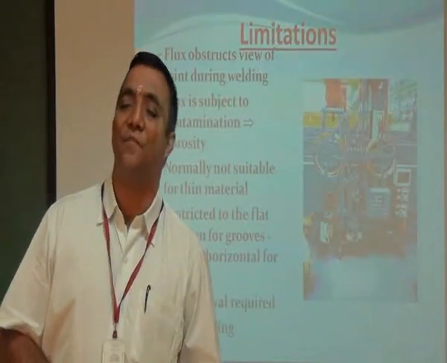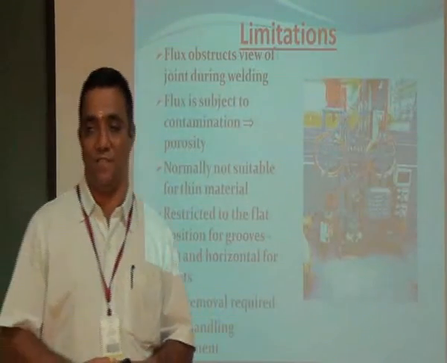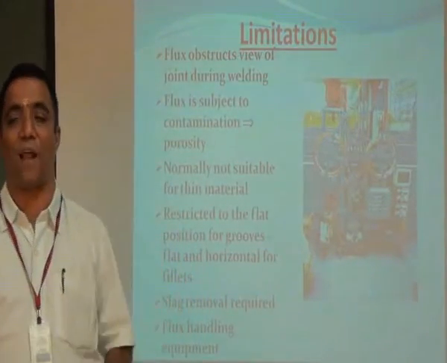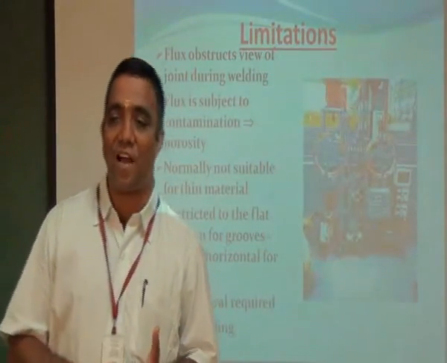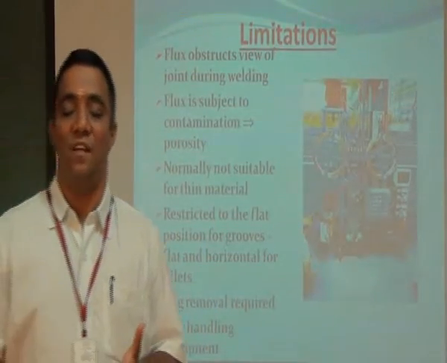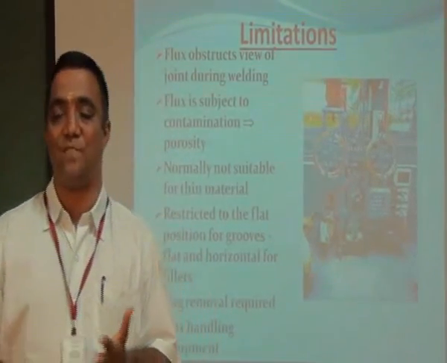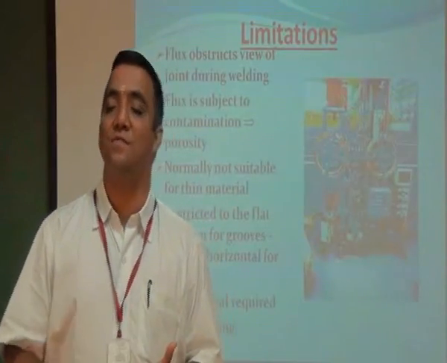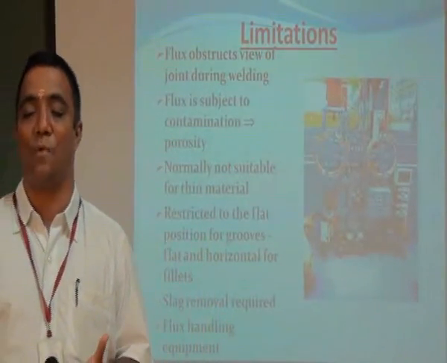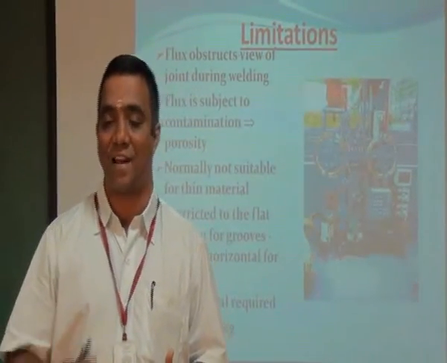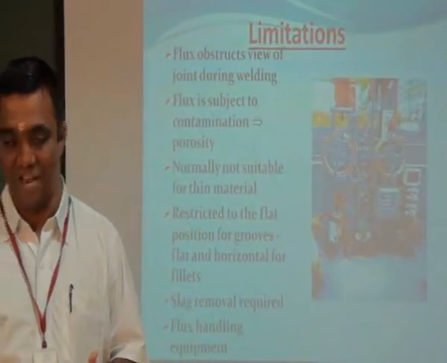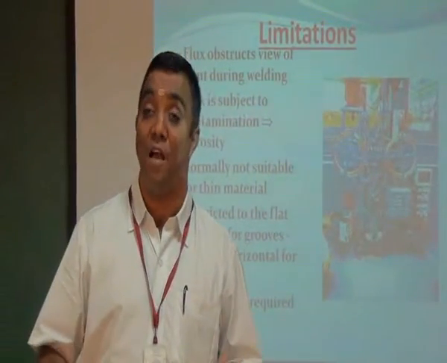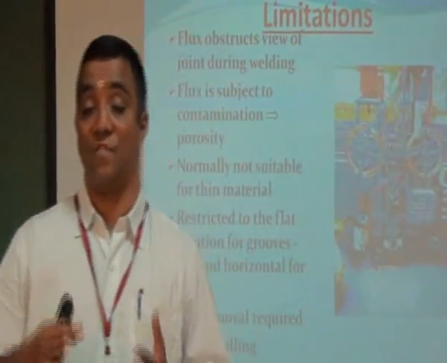So far we have seen 5 important processes. Let me summarize those things. Shielded metal arc welding is a welder-dependent process. It is fully manually operated. It uses a consumable electrode in which a metallic rod is coated with a flux. The shielding is effectively done by the melting of the flux.